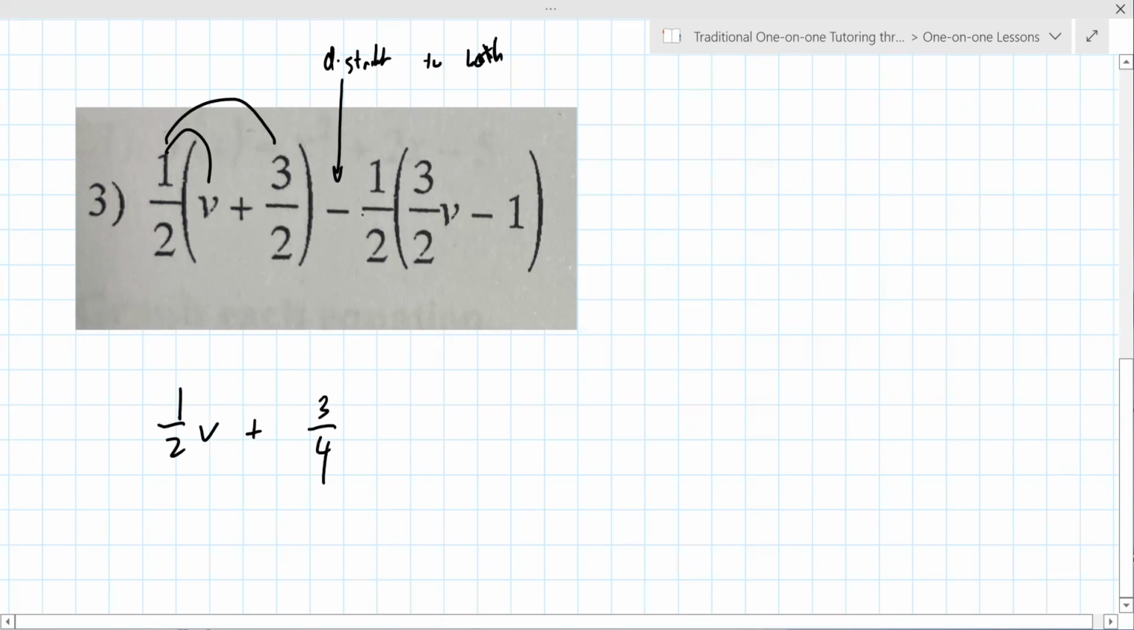And then, like I mentioned, you have to distribute this to both. So what sometimes I do here is tell students to change the plus minus. So it's really that minus 1/2 that you're distributing to both. So that becomes minus 3/4 v plus 1/2.